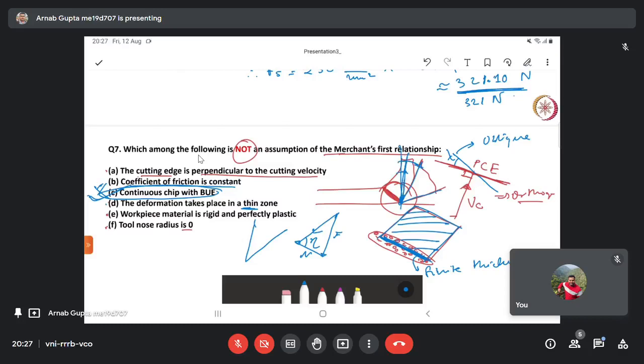So due to built up edges, we see that the rake angle is changing, tool chattering is happening, all those dynamic things are happening. So this is not an assumption. Rather, you have to nullify the fact that built up edge is forming. So this is not a correct assumption.